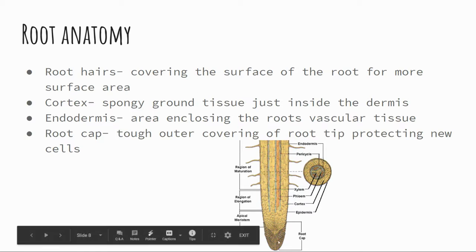So these root caps are almost like a blister. They're dead cells, but they're there protecting the new cells that are being produced and growing at that apical meristem, especially while they're in that very fragile state of new cells.